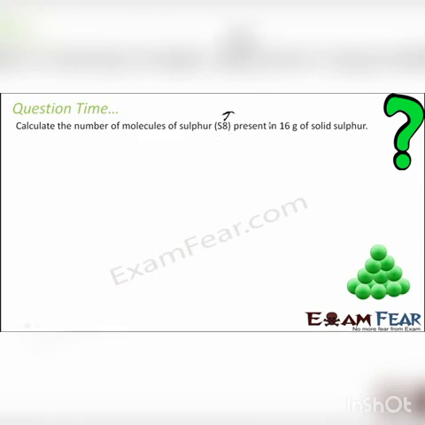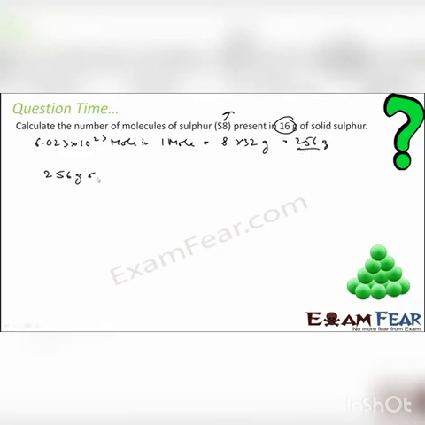The next question is calculate the number of molecules of sulfur present in 16 gram of solid sulfur. Number of molecules. See, 6.023 into 10 to the power 23 molecules in 1 mole, and that is nothing but 8 into 32 grams, that is 256 grams. So we know that 256 gram of sulfur molecule will have 6.023 into 10 to the power 23 molecules of sulfur.